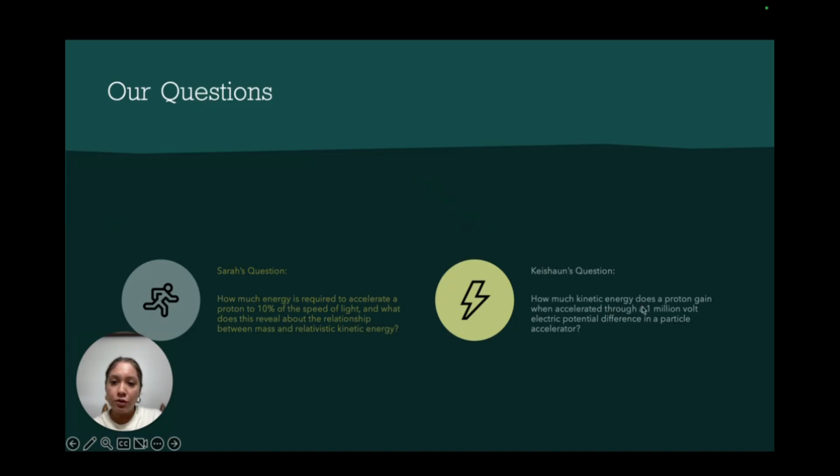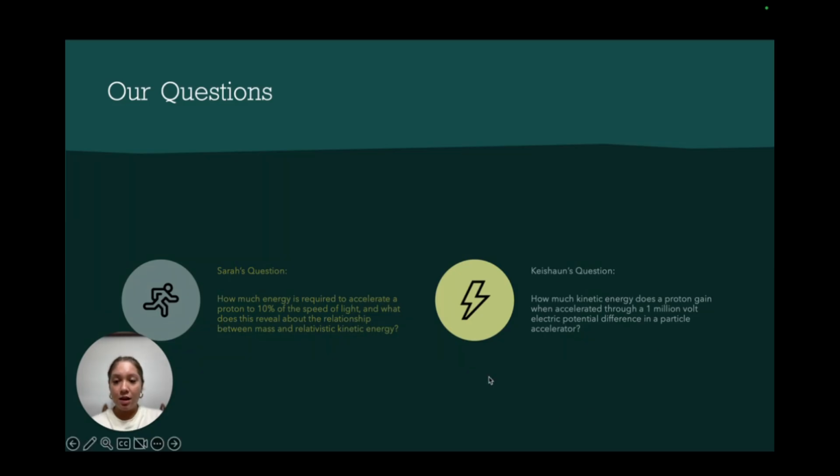So here we have our two questions. This is my question over here on the left side, and Kishan's on the right. The way we have the slides labeled is each slide is actually going to have our question on it. My slides will have a circle with this color, and Keyshawn's will have a circle with this color, and each circle will have the actual question in it.